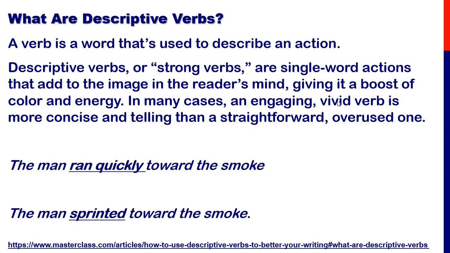The man ran quickly toward the smoke. The man sprinted toward the smoke. So in this case, the verb sprint, which is a descriptive verb, helps us to avoid the use of the adverb quickly. That's it. So a descriptive verb is a tool that helps the writer to make his description more concise, at the same time more vivid, clear in the image, in the imagination, in the mind of the reader. That's it. So these are descriptive verbs.